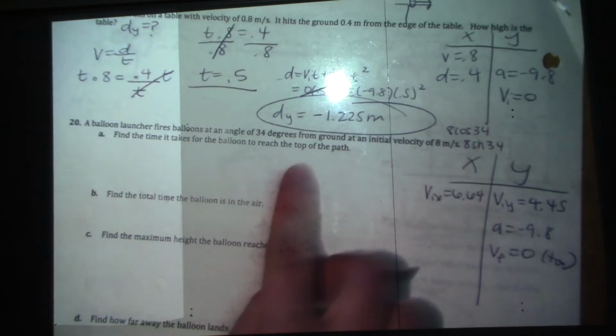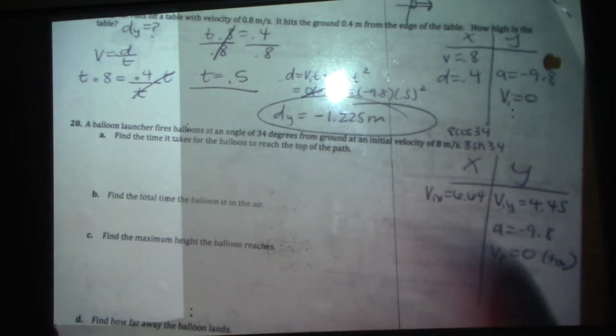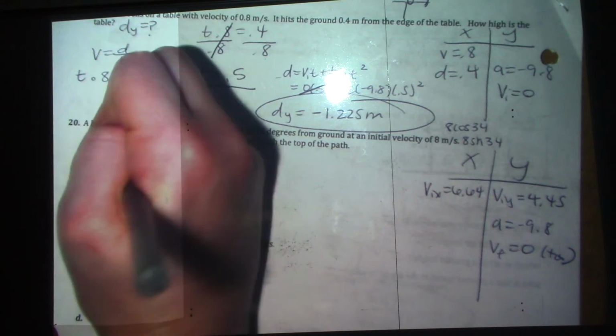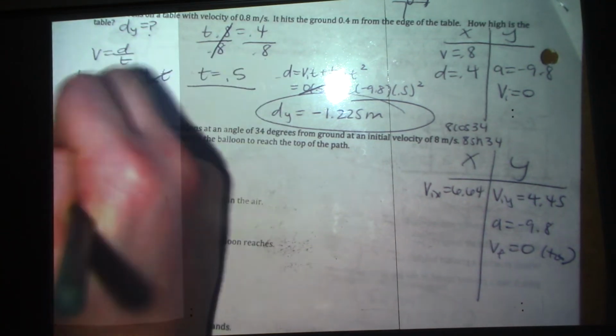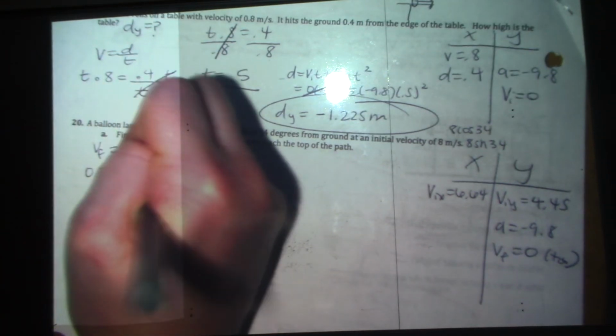The time it takes to reach the top of the path: I have v_i, v_f, and a, so v_f equals v_i plus a t. 0 equals, use your y velocity, oops, that's a 5, 4.47, minus 9.8 t. Subtract over, and then we're going to divide that negative 9.8 over, and that's going to give me that t up is equal to 0.456. Total time would just be double that, so t total is just 0.912.